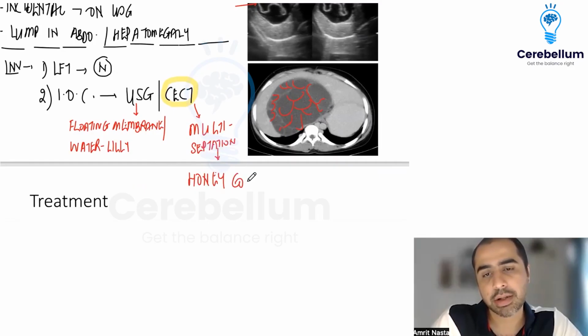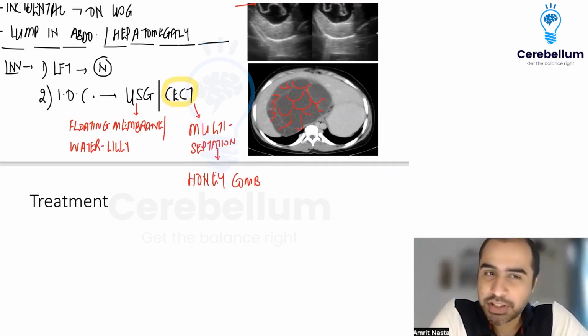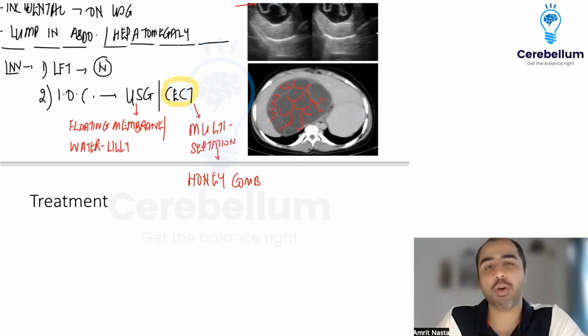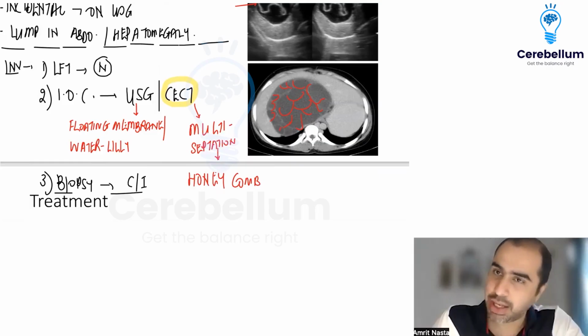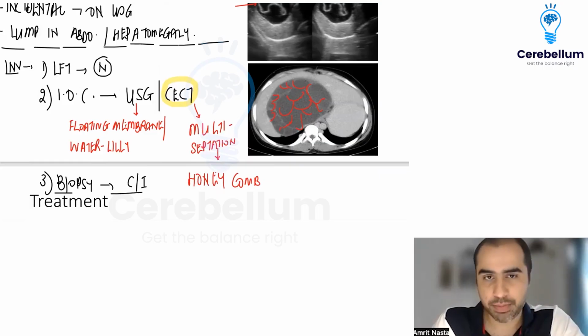What test will you never do in a hydatid cyst? Which investigation is contraindicated? Excellent. Biopsy. Wonderful. Why is it contraindicated? Why is biopsy contraindicated? So please never do biopsy. If you puncture the cyst, it will spill. It can spread to the peritoneum, or you can get anaphylaxis. You don't want the cyst to spread.